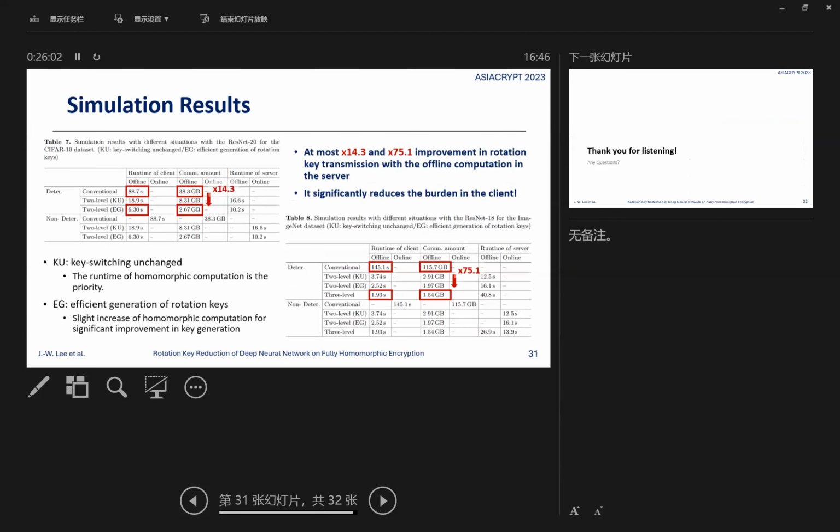And if we allow some slight increase in the key switching operation, then this reduction is more significant. So it can significantly reduce the burden on the client. So thank you for this.